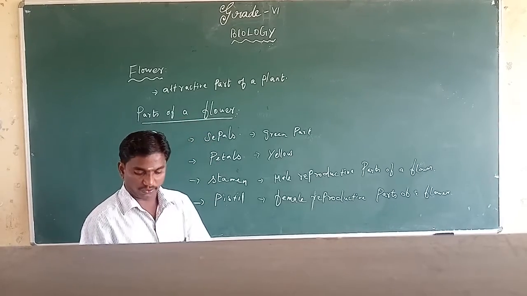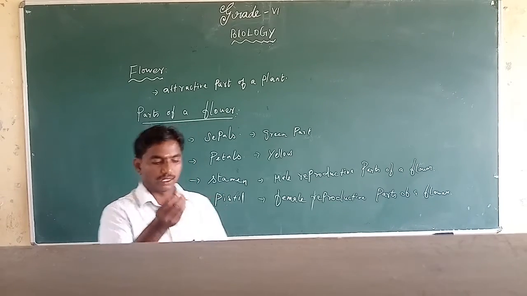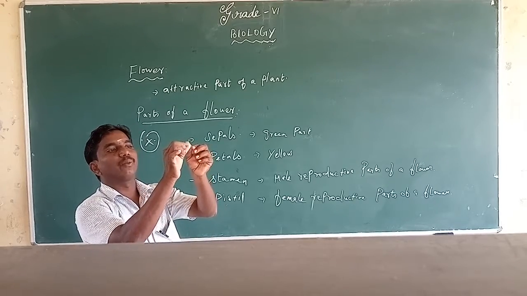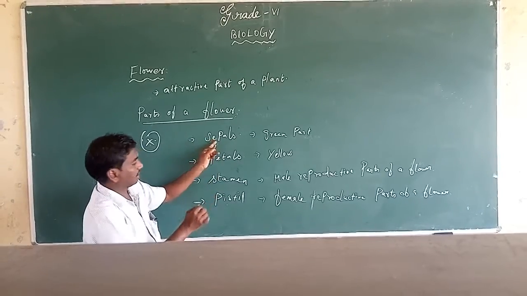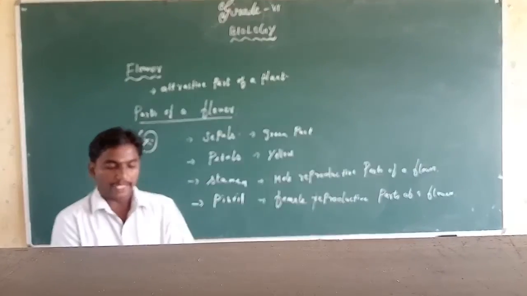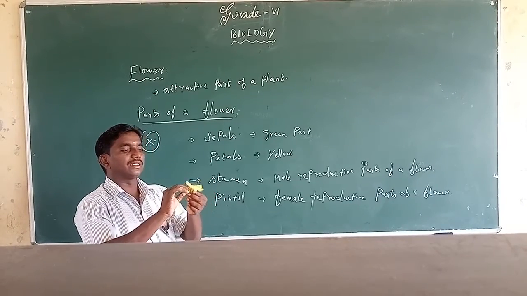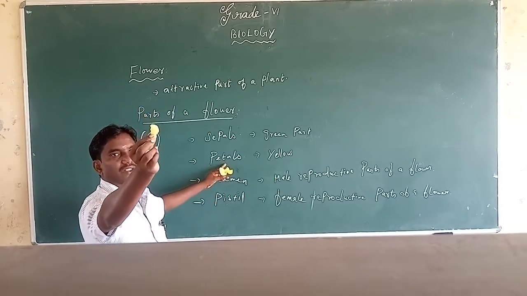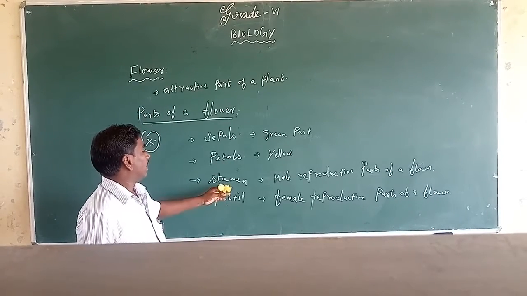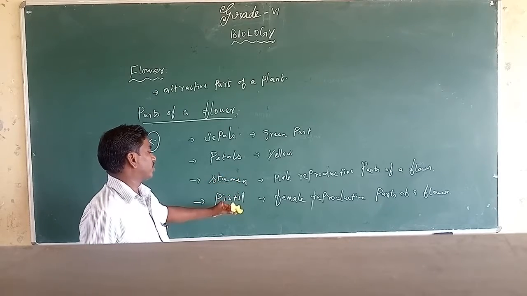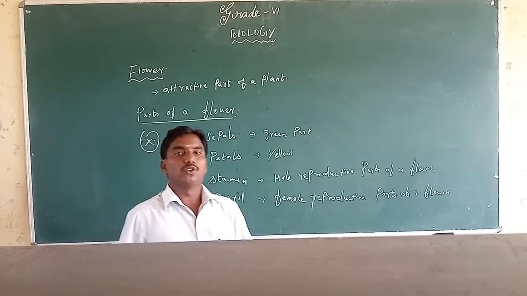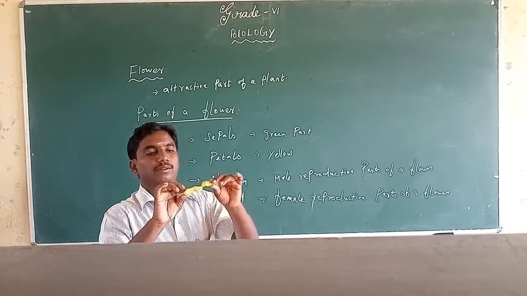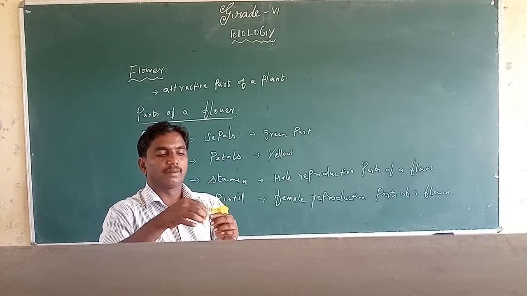The sepals. So this is your sepals, the green colored part. This green colored part is known as the sepals. And this yellow colored part is known as the petals. The flowers have stamens and pistils also, but you can't see them when the petals are closed, only when we open the petals.